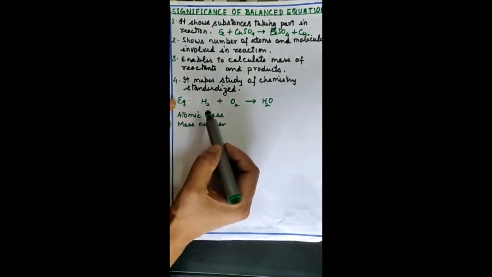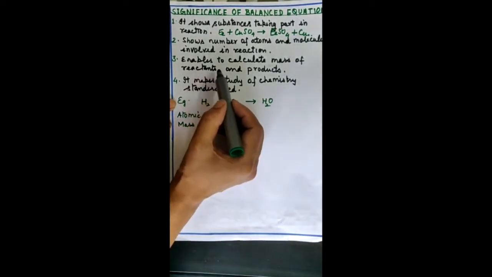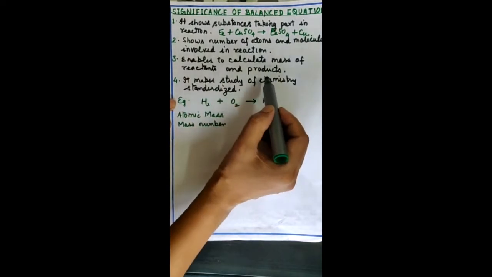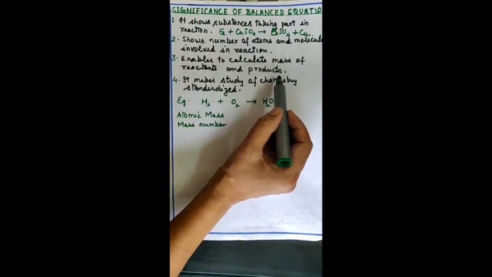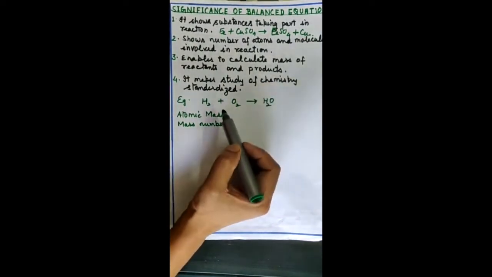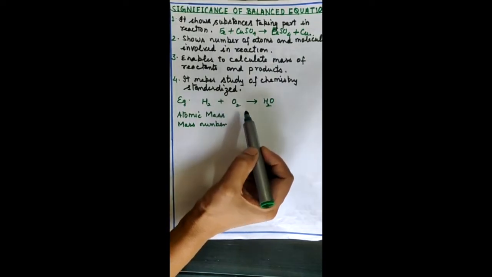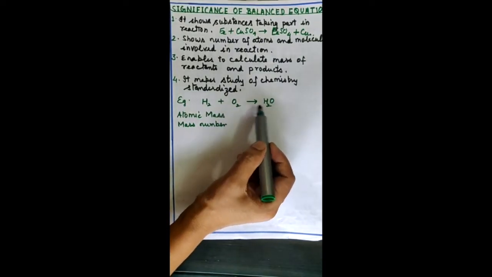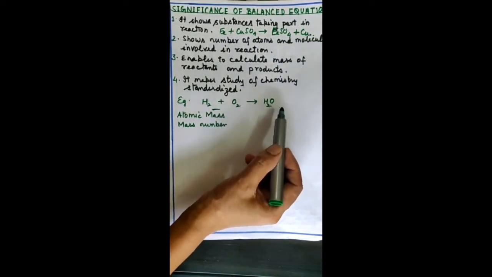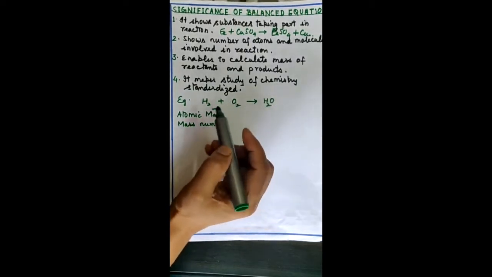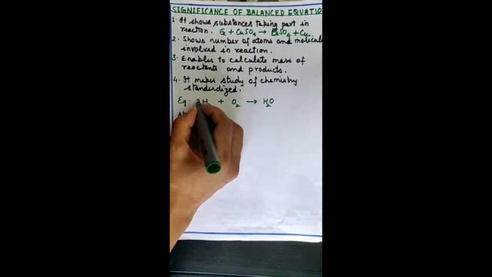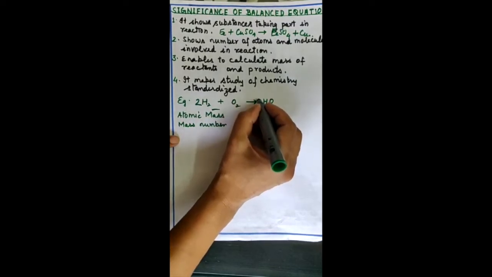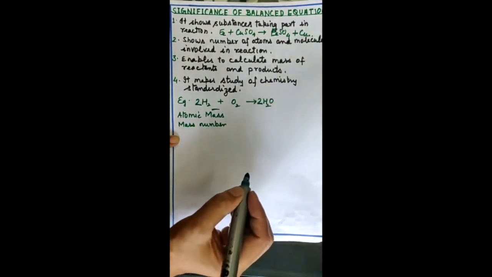Now let's have an example to calculate the mass of reactants and products. How do we do this? For this we take a chemical equation. This is a skeletal equation which is unbalanced, so we have to make it balanced: 2H2 plus O2 gives 2H2O.